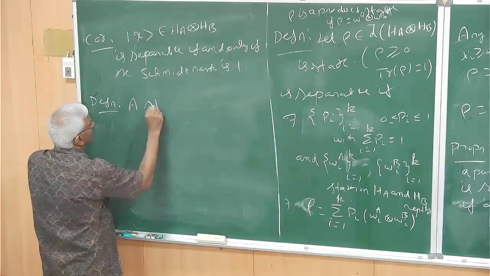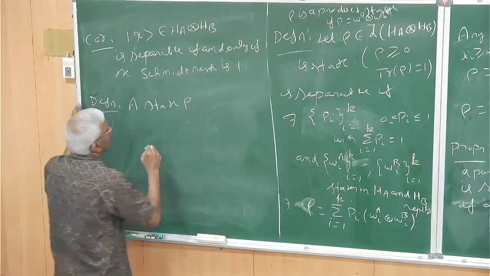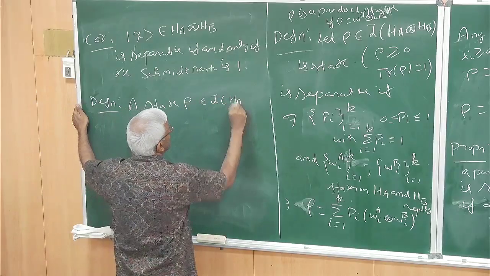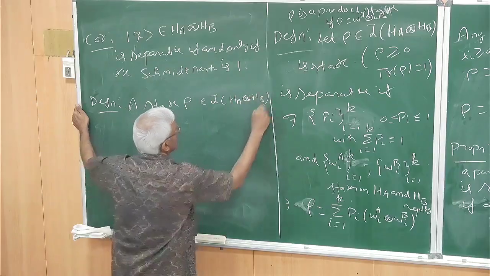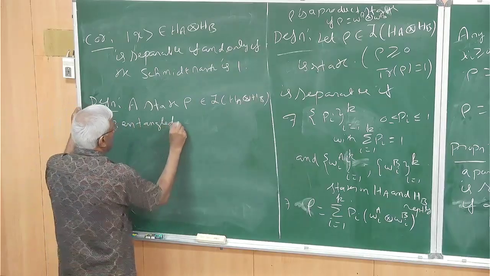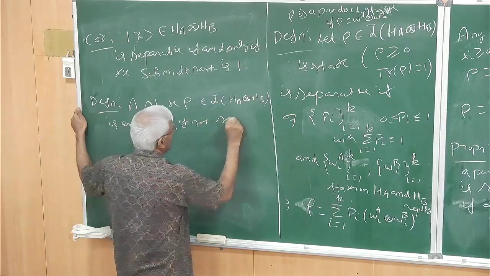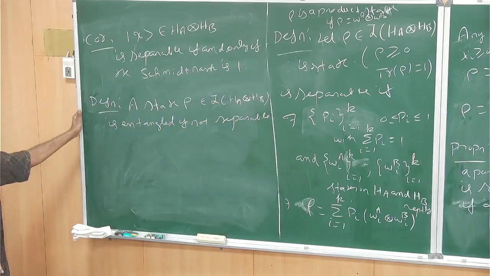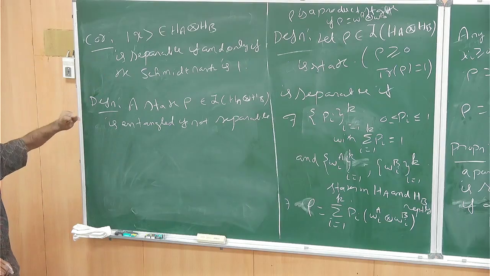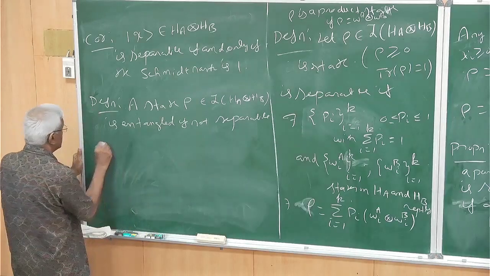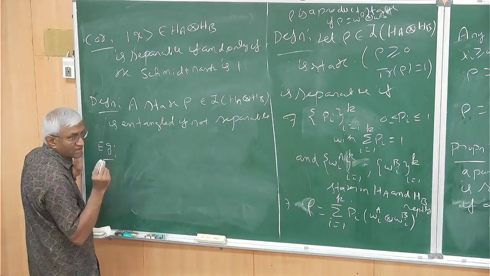Okay, so definition: a state rho in L of H_A tensor H_B is entangled if it's not separable. Any state which is not separable is entangled. So a pure state is entangled if and only if its Schmidt rank is strictly greater than 1. That's what it says. Now an example: you can just take C^2.